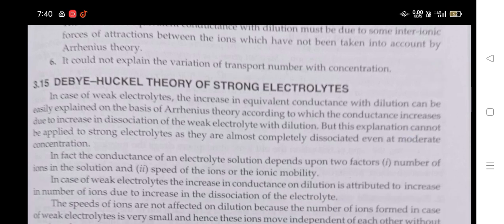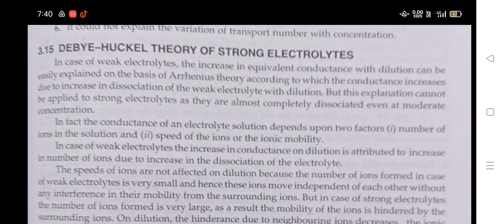Debye-Huckel theory of strong electrolytes. In the case of weak electrolytes, the increase in equivalent conductance with dilution can be easily explained on the basis of Arrhenius theory, according to which the conductance increases due to increase in dissociation of the weak electrolyte with dilution. But this explanation cannot be applied to strong electrolytes as they are almost completely dissociated even at moderate concentration.